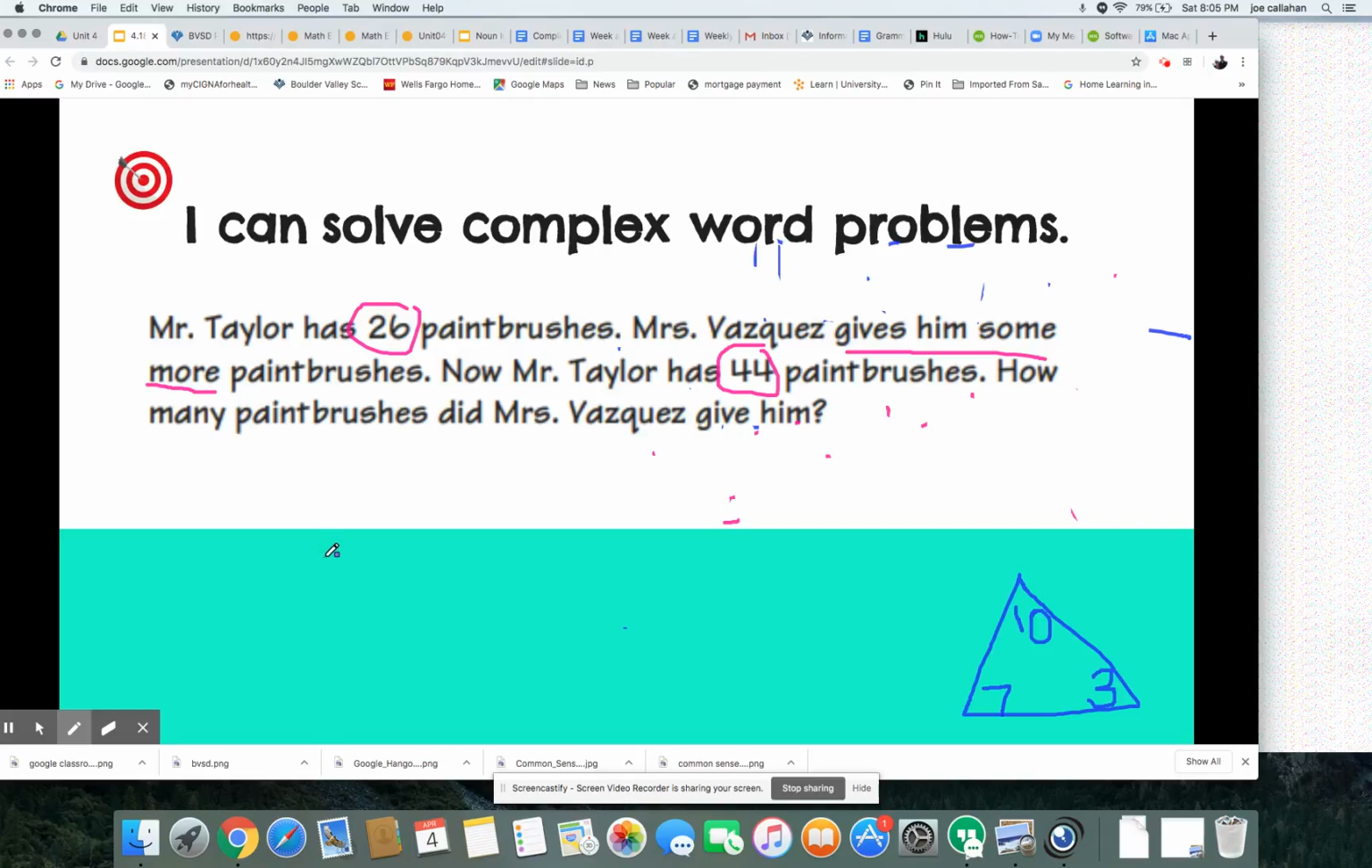What do those keywords tell us, mathematicians? That's right. Gives means we're adding, and some more means that's our unknown. We don't know how many more. This is what we're trying to solve. Now Mr. Taylor has 44 paintbrushes. So now tells us that's his new total. I'm going to go back and reread. How many did he start with? 26. Mr. Taylor starts with 26. That's a funky 6. Mrs. Vasquez gives him some, and now Mr. Taylor has 44.